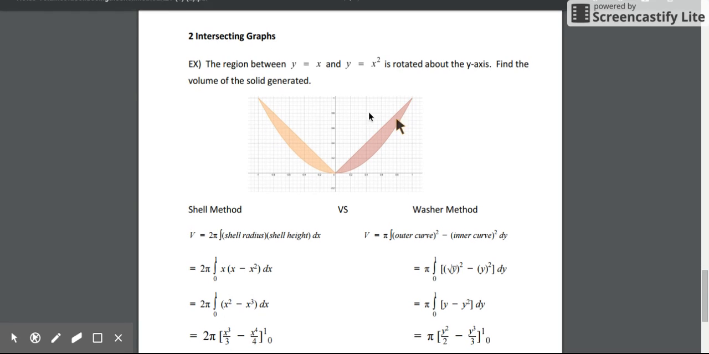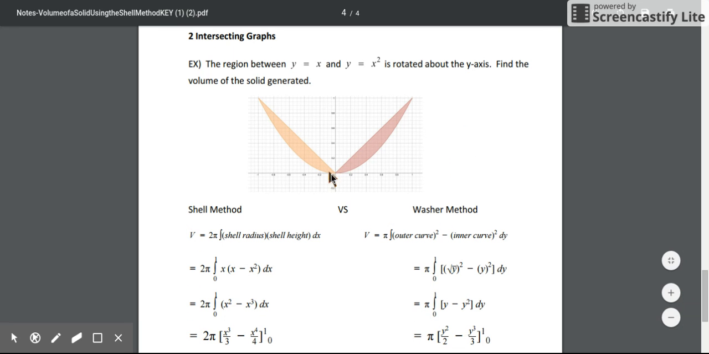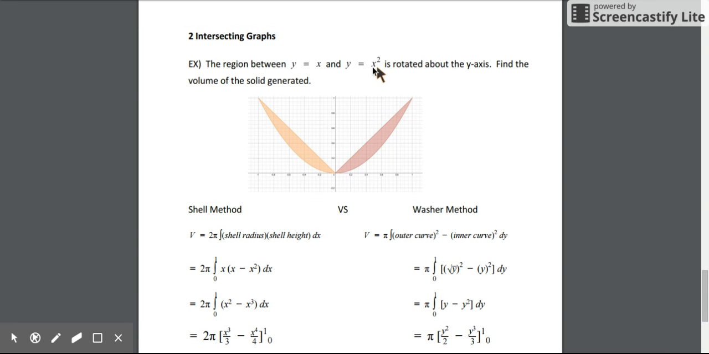So this one, we have the graph y equals x. That would be our linear function right here. And the graph y equals x squared, which would be our parabola down here. So those two graphs are going to intersect. We can find the intersection points by setting them equal to each other. Or we can visualize the two graphs. We can see the intersection happening for x values of 0 and 1.